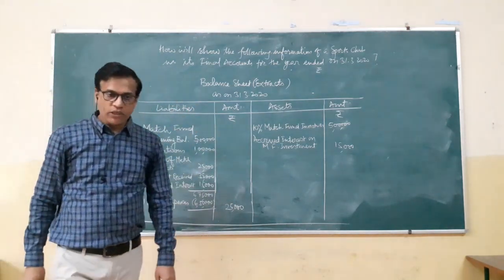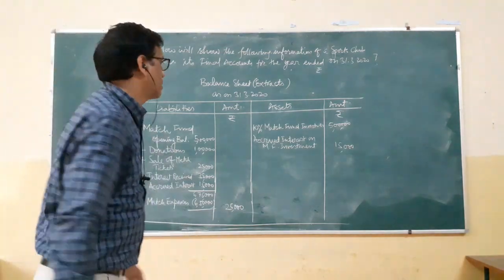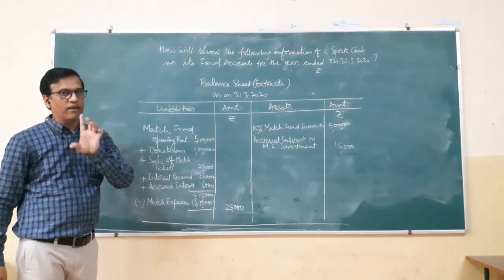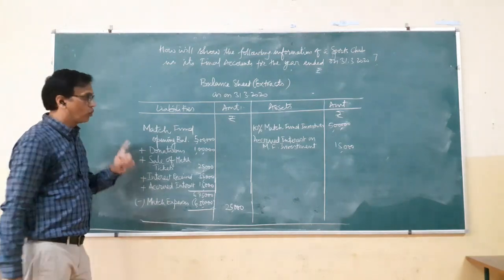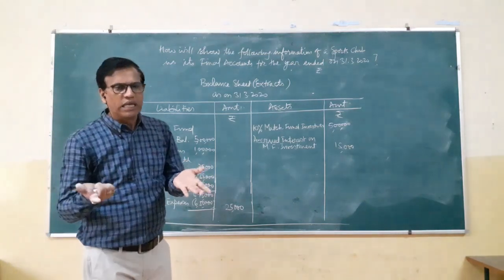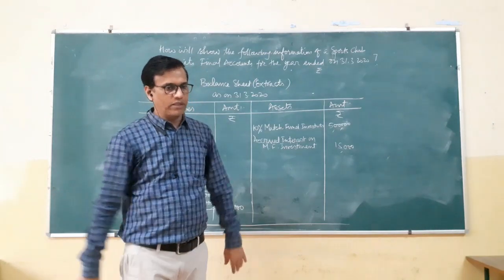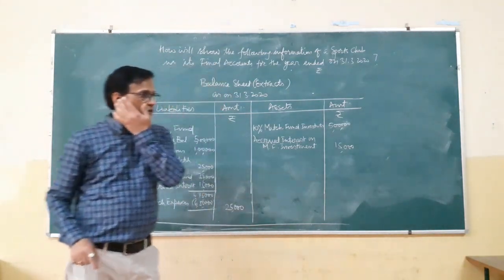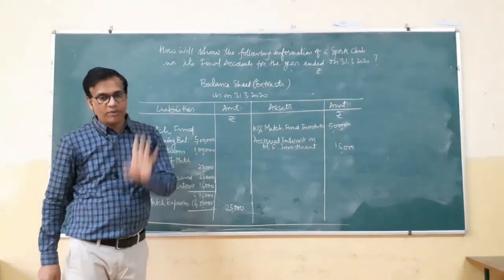I hope I am clear to you all regarding this fund based accounting. Suppose only match expenses are given in the question and nothing is given regarding match fund. Only expenses are given, match expenses. Then that is simply an item of the income and expenditure account. Likewise, if prizes awarded are given, prizes awarded will go to the income and expenditure account.